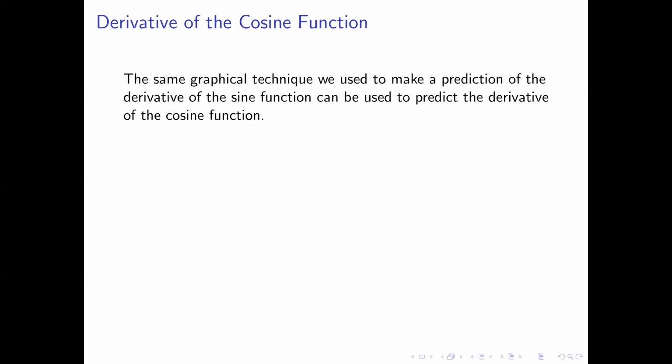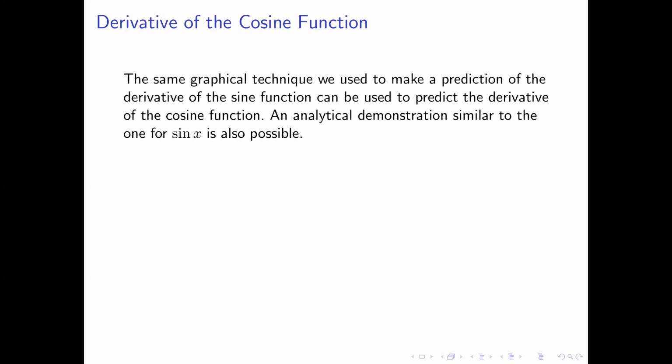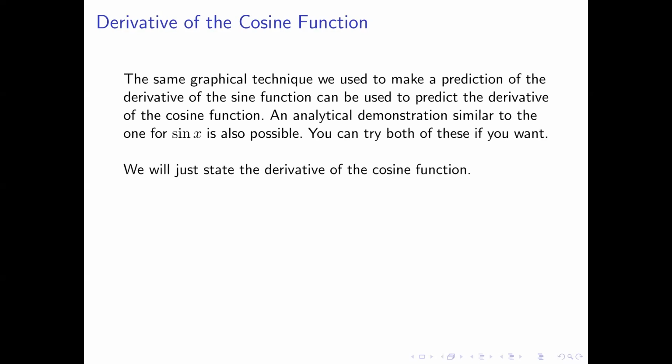We can do something similar for the cosine function. We can use the same graphical technique, figuring out slopes of tangent lines along the graph of the cosine function, plotting those as points on the graph of the derivative of the cosine function, and making a conjecture about what function is the derivative. We could do all that. We can also give an analytical proof very similar to the proof we just gave for the derivative of the sine function. You're welcome to try both of these.